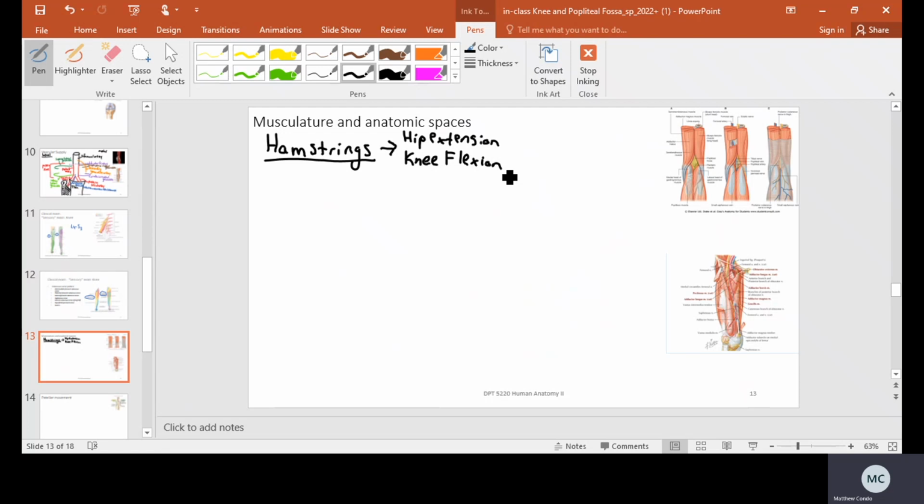So before we go any further, if my patient is transferring from stand to sit, what is contracting? Who's going hamstrings? Who's going quadriceps? Why don't you guys all stand up and do it?